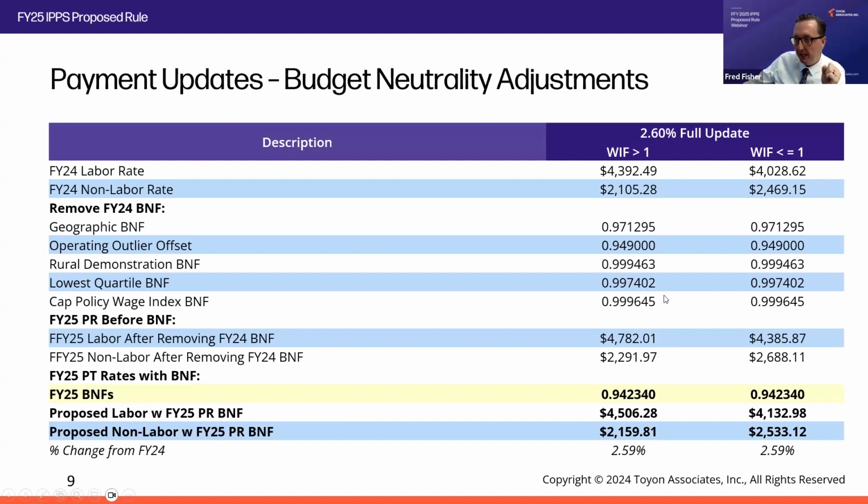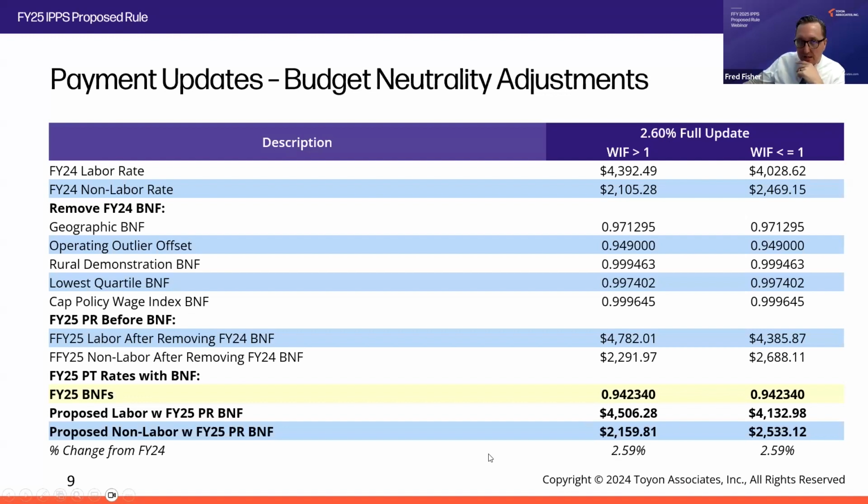So if you were to take this 4392 and divide it by all of these factors, you would get the 24 rate without all of those adjustments, and that's the 25 starting point. Then the 25 process asks, what are the 25 budget neutrality factors? You take the gross rate and net it down by those factors, and that's how you get the labor and non-labor payment that is in Table 1A of the proposed and final rule when it comes out.